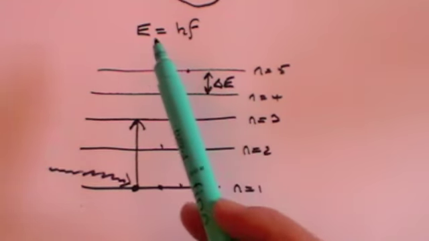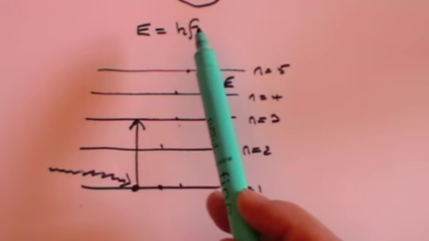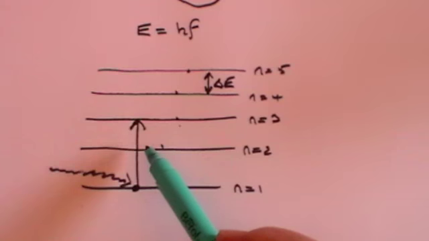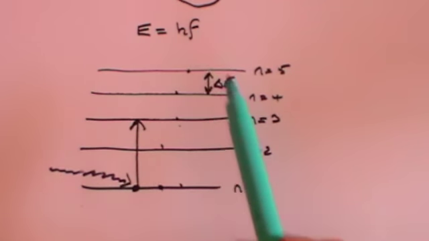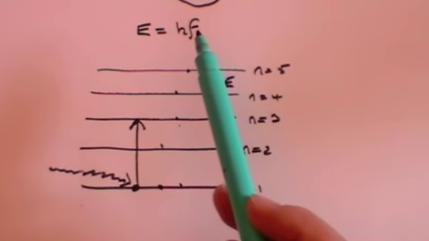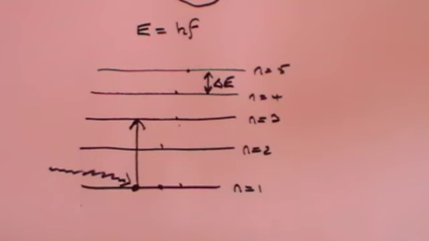The bigger the gap, the bigger the energy you need, which means the bigger the frequency you need. So if you need to jump over a big energy gap, you need a high frequency, probably in the ultraviolet. If you need a small gap, you need a small frequency, probably in the infrared, with light sitting somewhere in the middle. Now that was electron excitation.